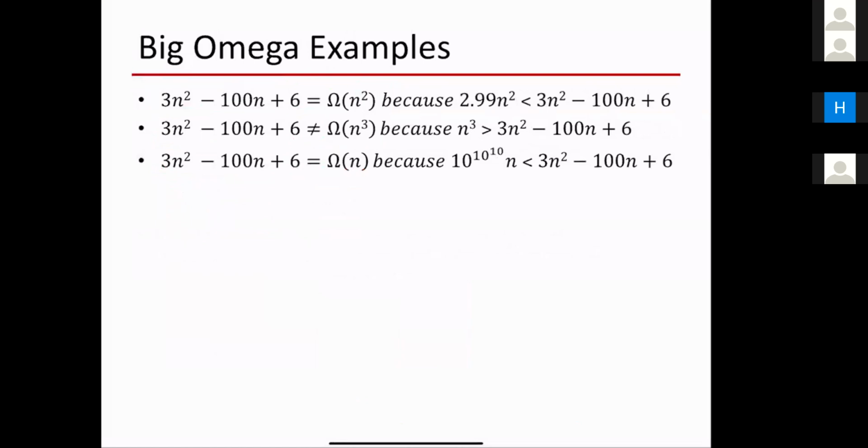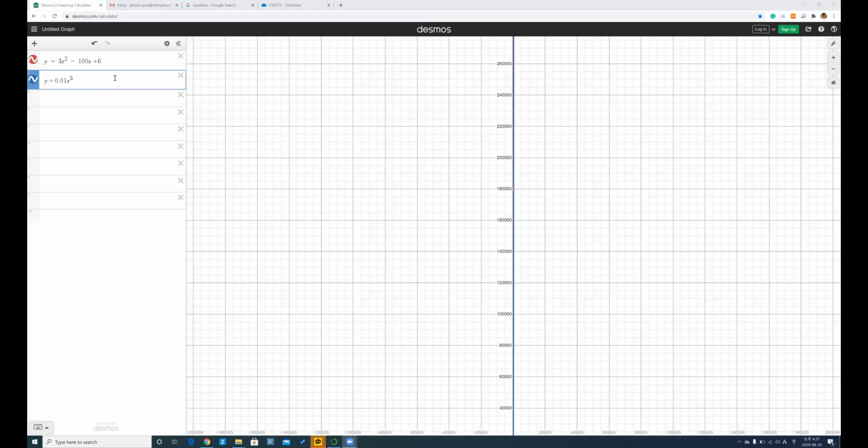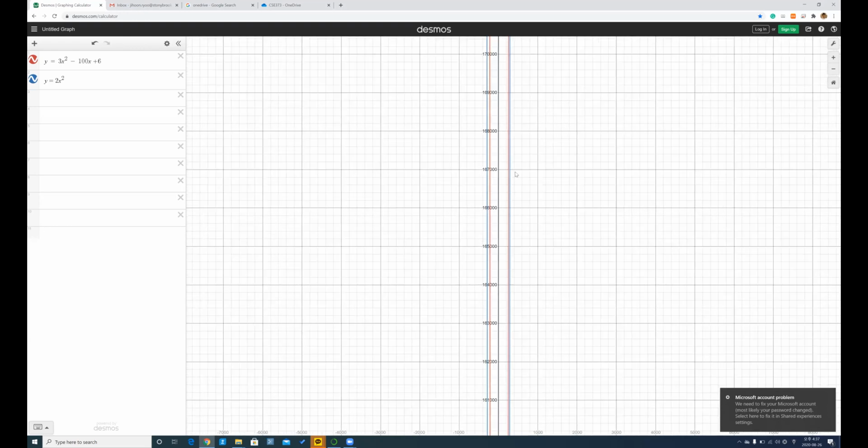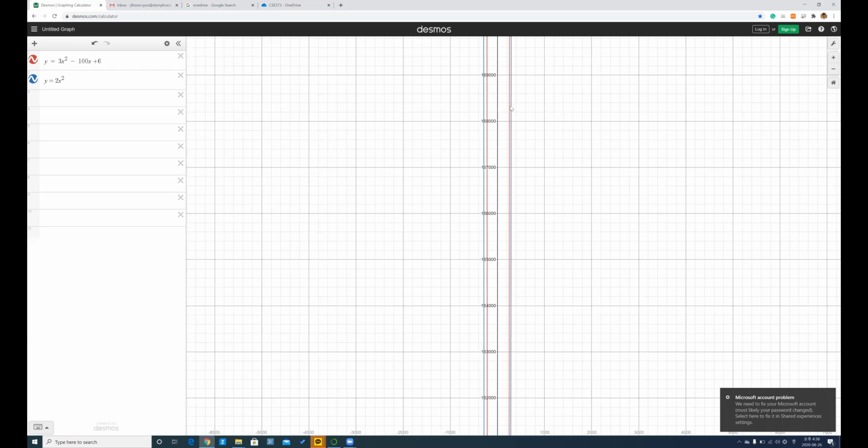Okay, so big omega is the same thing on the lower bound. 3n squared minus 100n plus 6 is big omega of n squared, because I can put a smaller constant, then it is my lower bound. You want to prove it? So let me share this again. Blue is my lower bound, and it will continue even as the file size gets bigger and bigger.